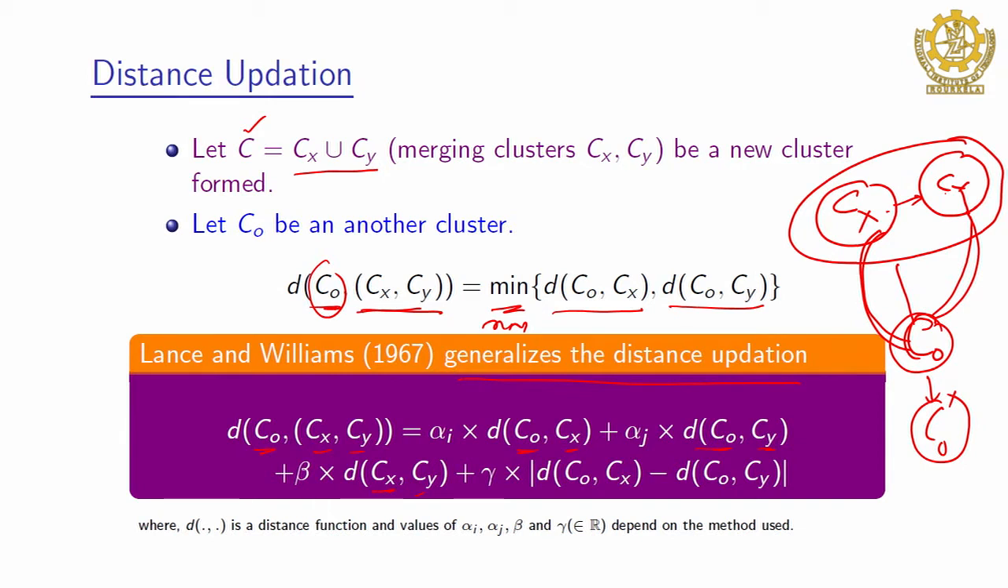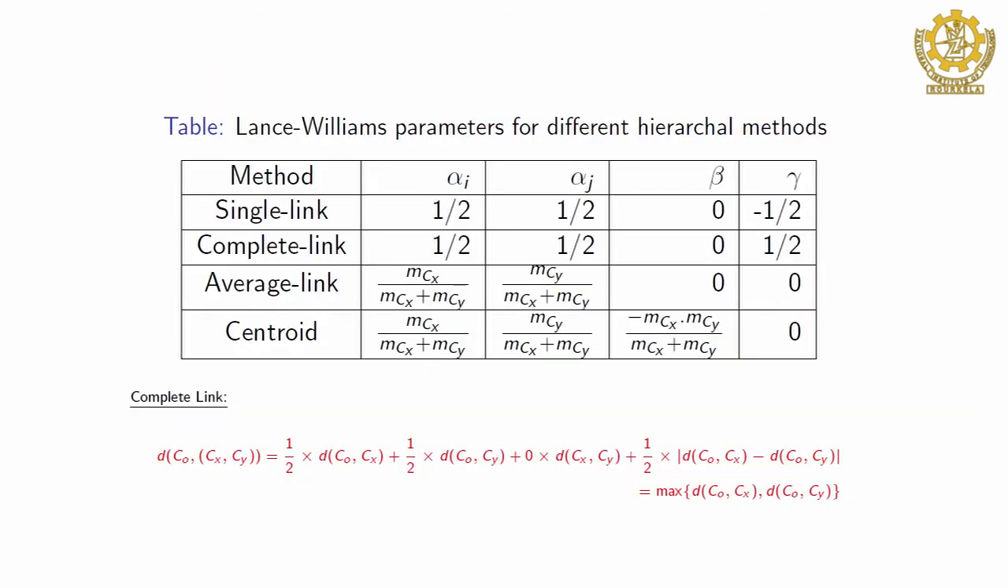That is what is called the Lance-Williams formula for updating the distance matrix. This is a generalized formula, so it is applicable to single linkage, complete linkage and other linkage algorithms. But if you want to apply single linkage, then we should know the values of alpha i, alpha j, beta and gamma. Along with that, they also gave a table of the values of alpha i, alpha j, beta and gamma. So, here is the table. So, this is the method.